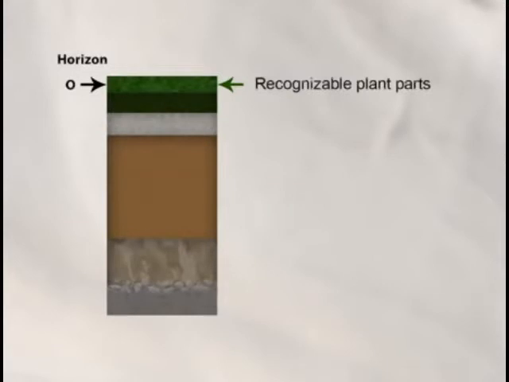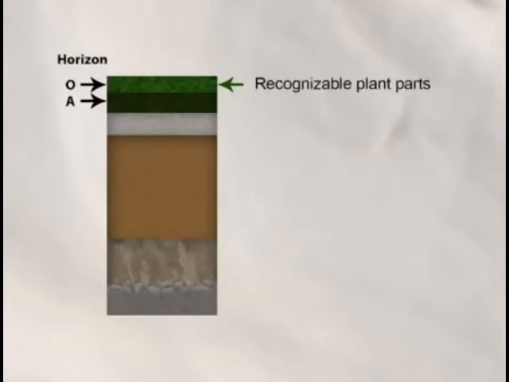For example, the best place I can think of to go to see it, just think of walking in the woods. The stuff you're walking on, that's the O horizon. It's right at the top. And what do you see there at the bottom of your feet? Well, you see leaves and sticks and stems and maybe seeds and things like that. So that would be the O horizon.